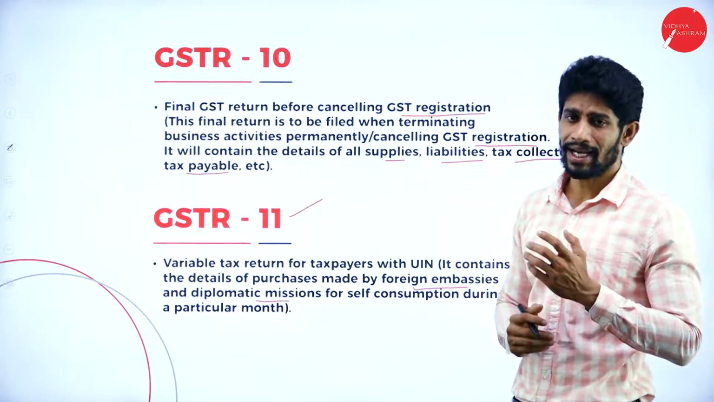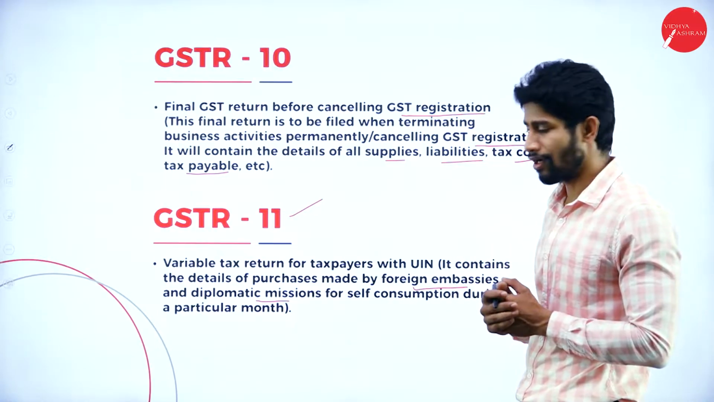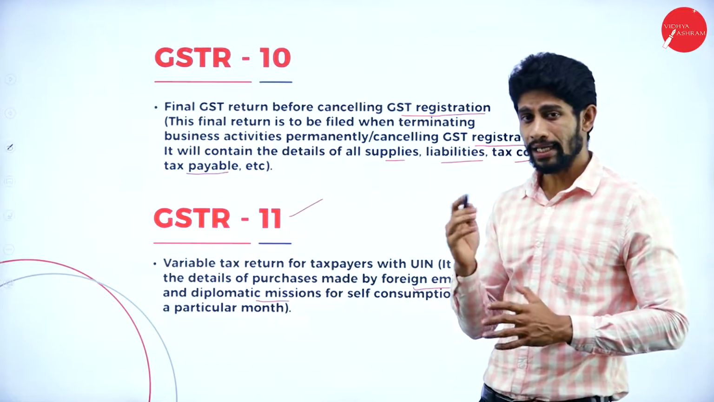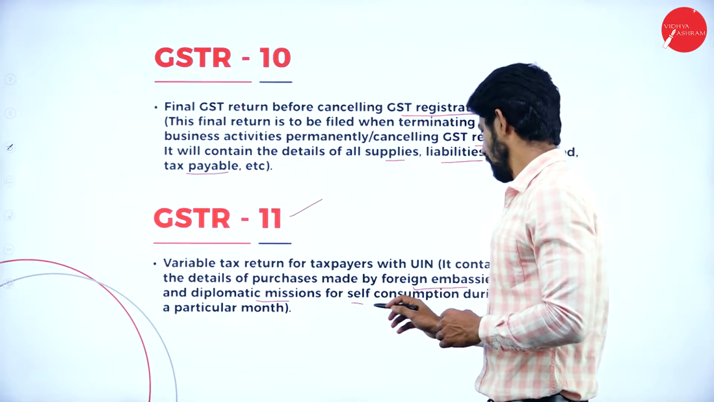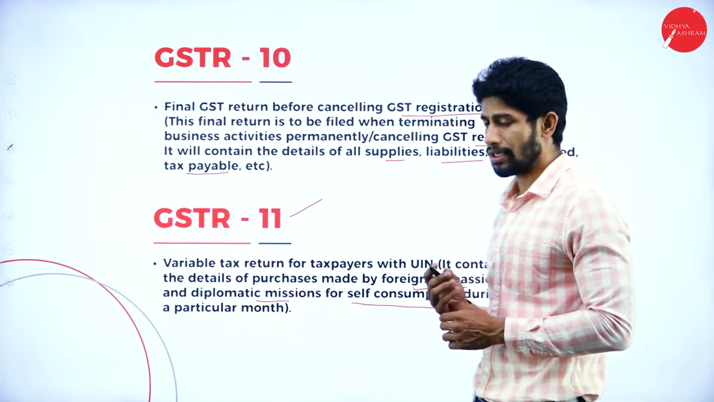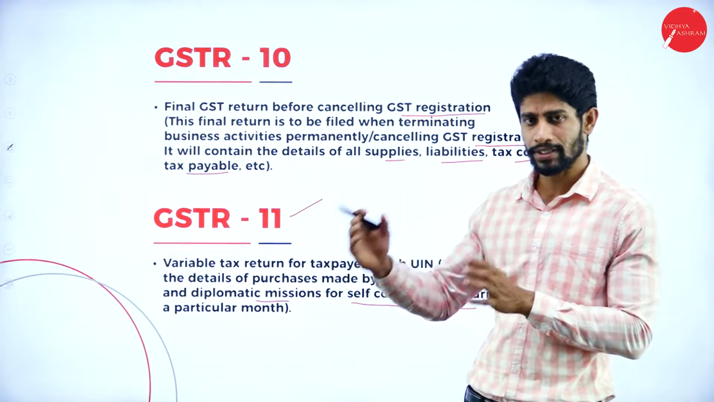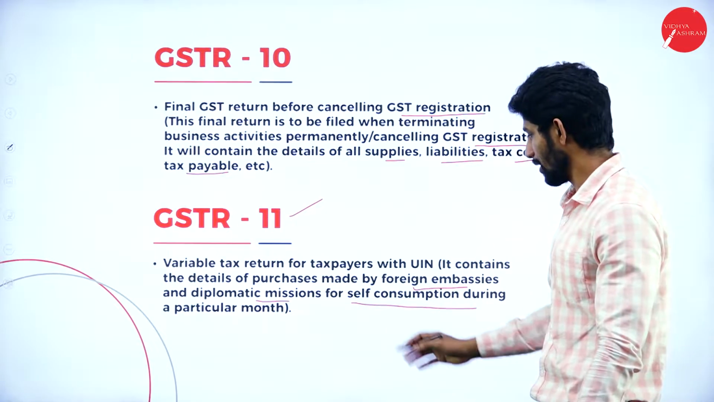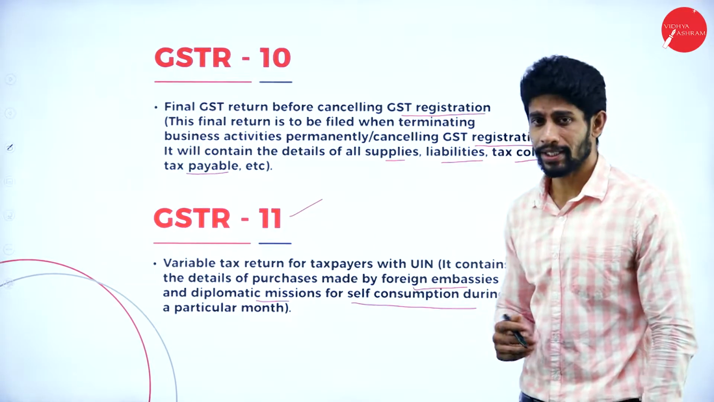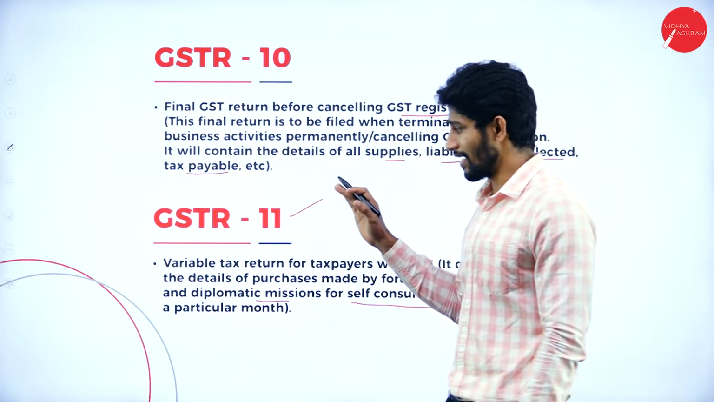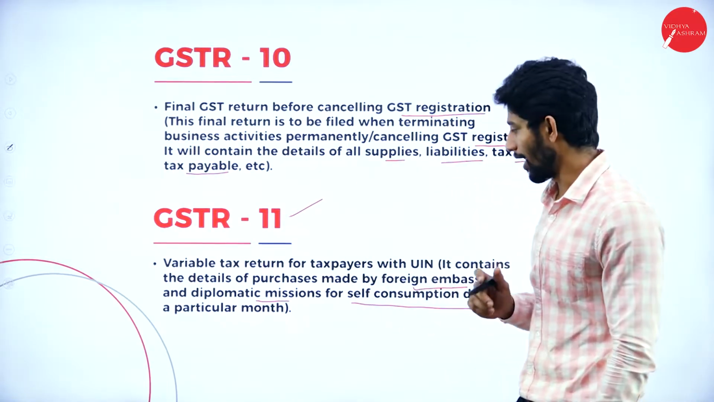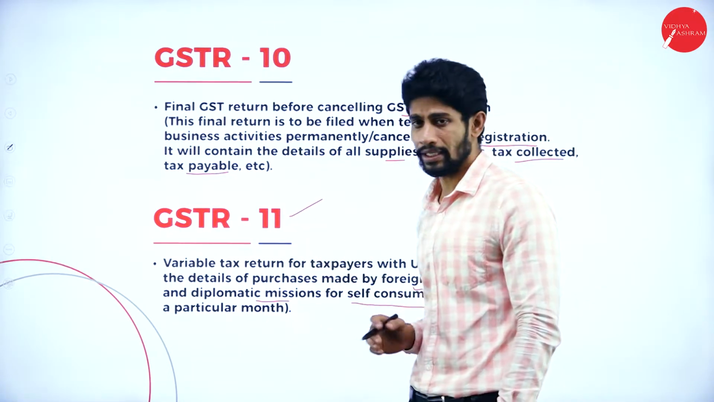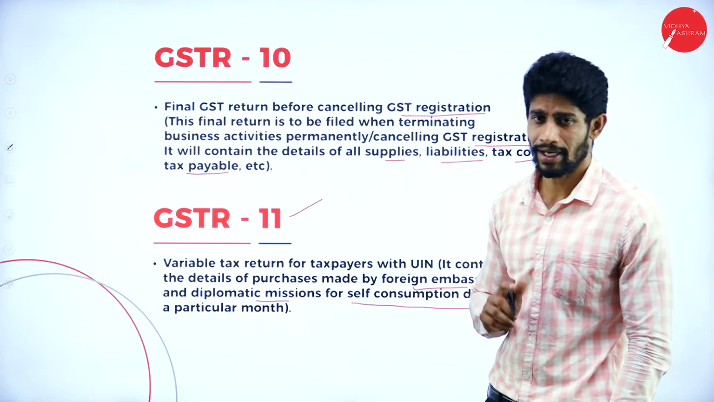GSTR-11 is a variable tax return and it contains the details of foreign embassies' and diplomatic missions' purchases, and what is the total purchase for self-consumption during a particular month. Yes, if they are purchasing for a particular month, then what is the total purchase made by that particular foreign embassy or diplomatic mission. So GSTR-11 is all about a variable return, and the taxpayer with unique identification number is supposed to furnish the details with respect to GSTR-11.